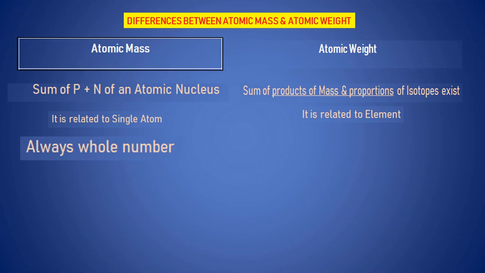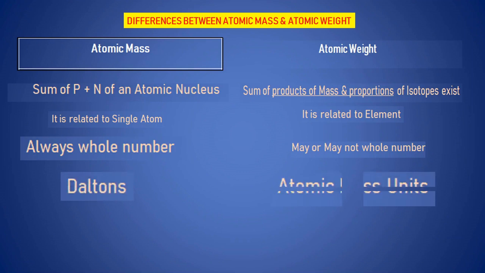Atomic mass is always a whole number, like 2, 4, 6. Whereas atomic weight may or may not be a whole number. That means it sometimes gives fractions also. And the units for atomic mass are daltons, whereas the units for atomic weight are atomic mass units.